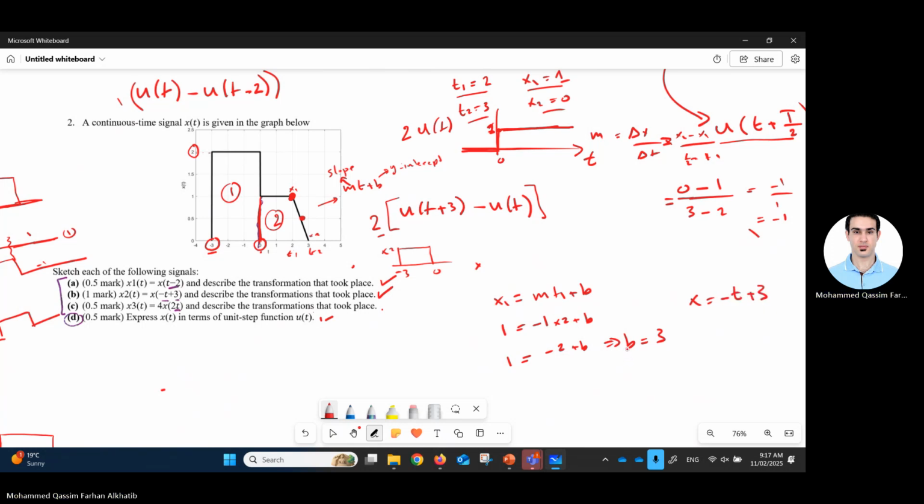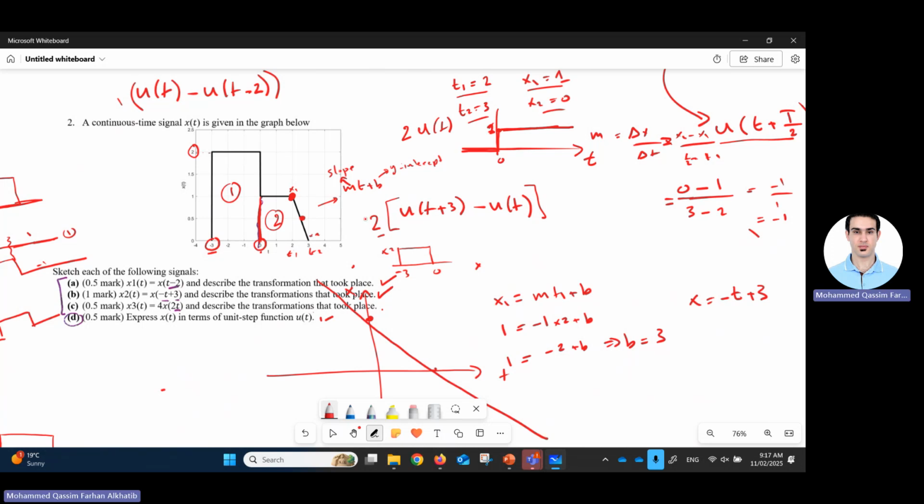Okay? So if I ask you in real life how to draw -t plus 3, you can simply have the coordinates. So this is t, this is x. At 0 it is going to be 3, and at 3 it is going to be 0. I just draw that straight line. So it's going to go from -infinity to infinity.